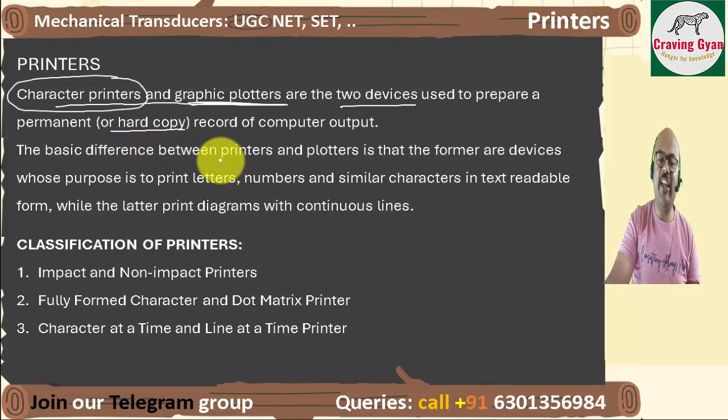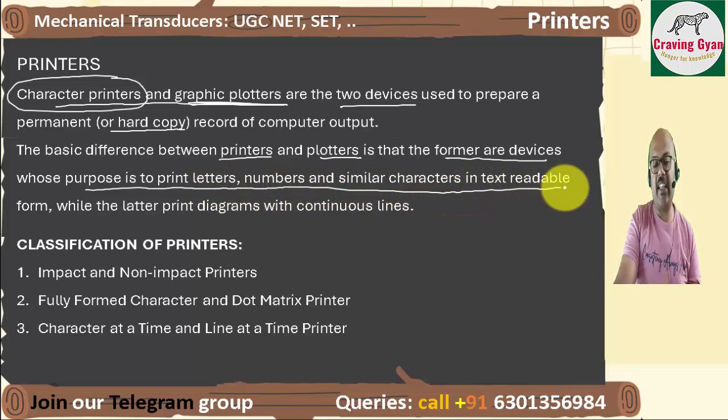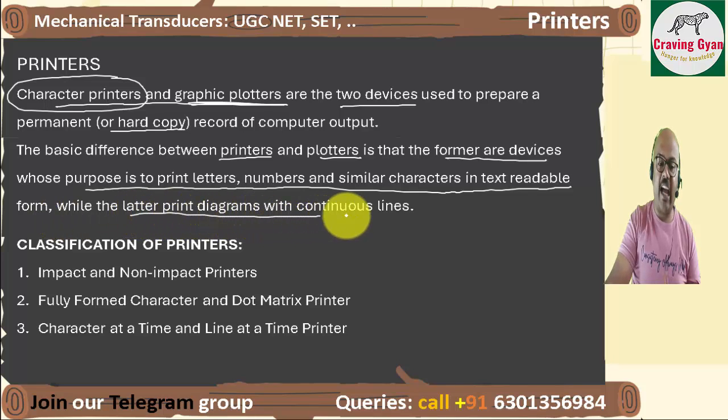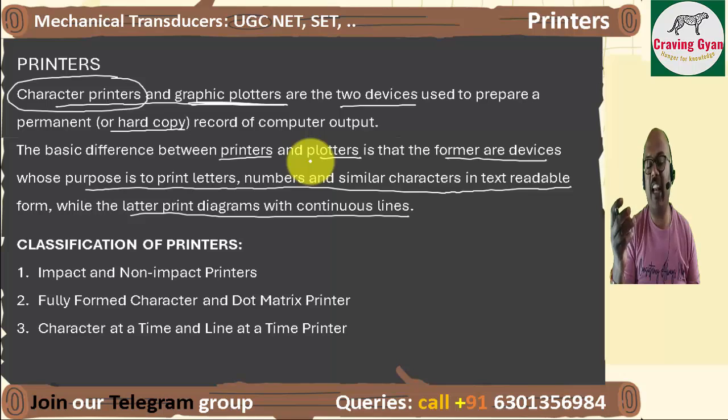The basic difference between printers and plotters is that the former are devices whose purpose is to print letters, numbers and similar characters in a text readable form, while the latter print diagrams with continuous lines. In the case of plotters, continuous lines you'll be getting, but in the case of printers, you'll be having a letter display, a number display, a character display.